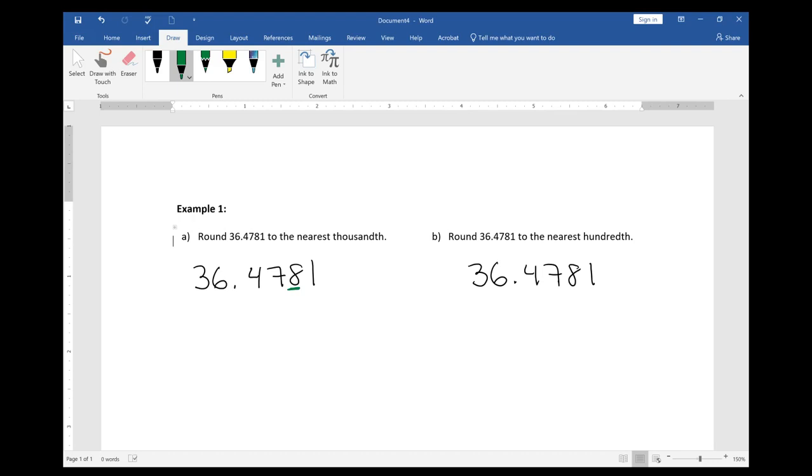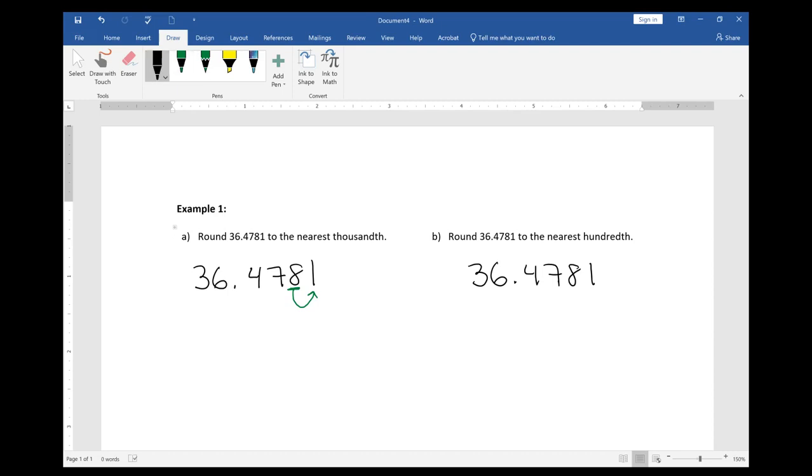Once we have located that digit, we will look at the number to the right of that digit. There will be two rules. Rule number one, if the digit to the right is greater than or equal to 5, then the digit we underlined will increase by 1. If the digit to the right is less than 5, what we underlined will remain the same. Since 1 is less than 5, our digit, the 8, will remain the same.